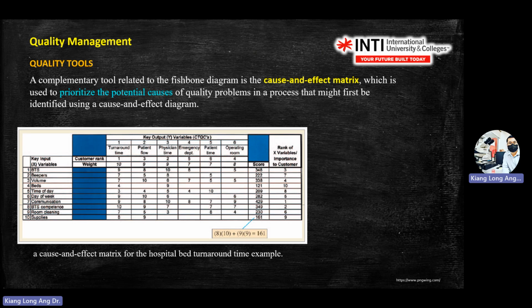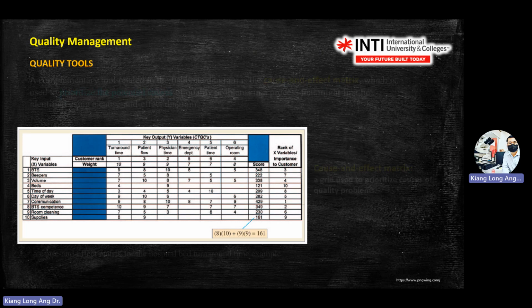What you do on the left-hand side is list the reasons or input from all the departments, for example BTS, beds, time of day, and so on. This is called a cause and effect matrix table. So you put in all the things. So what is a component?